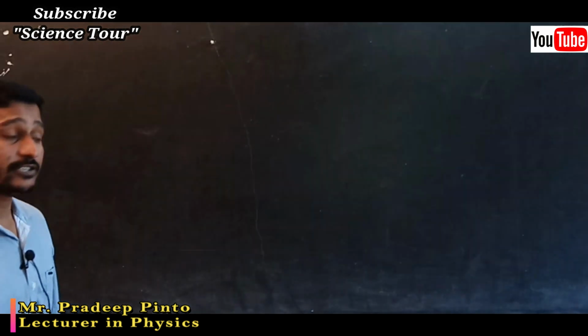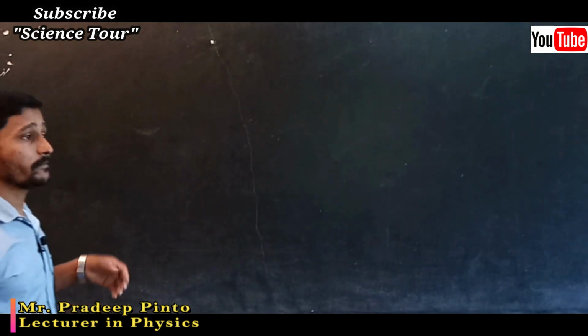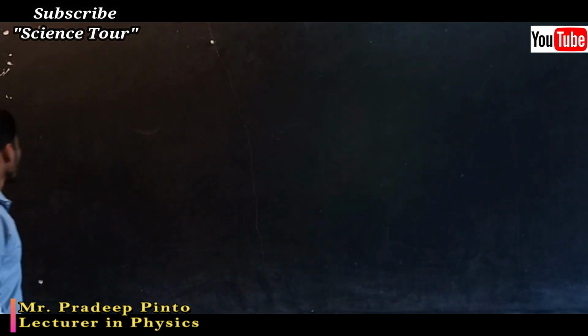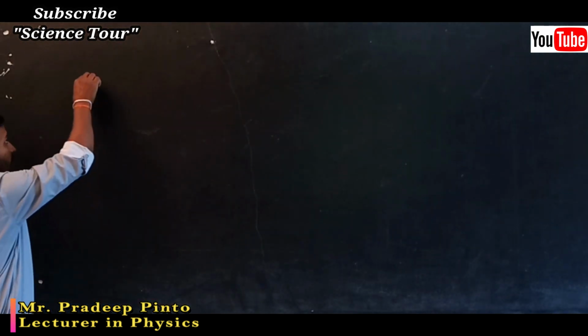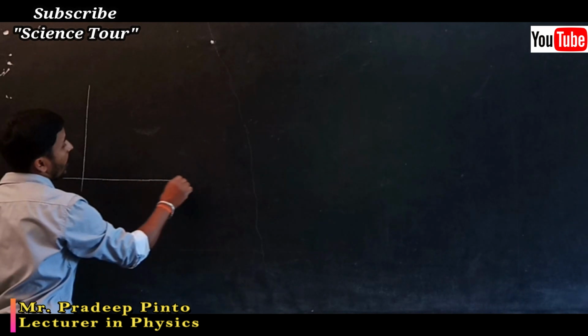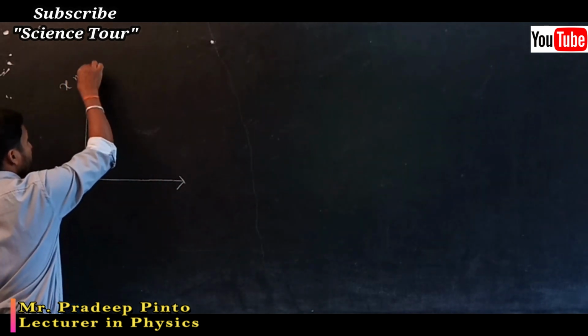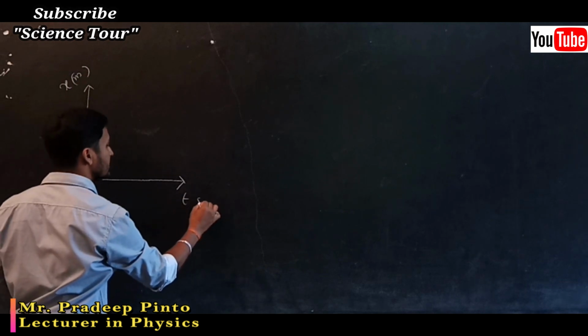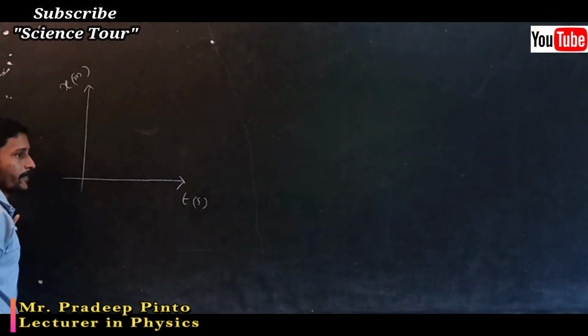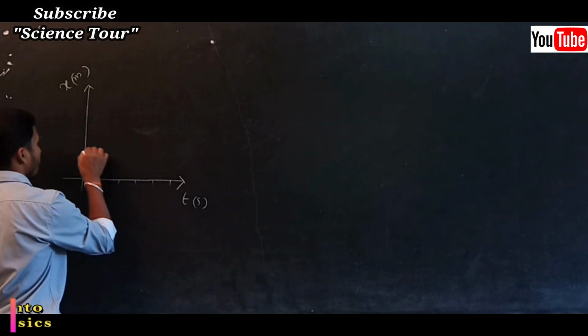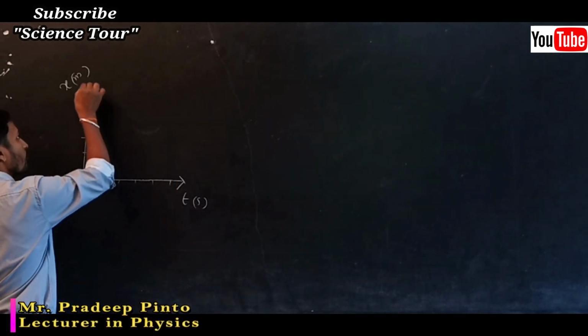Next I will give you a scenario, so that you have to imagine and tell the answers yourselves. Now I am going to write down a position time graph. Position in meters, time in seconds. Now 1 2 3 4 5, 1 2 3 4 5.